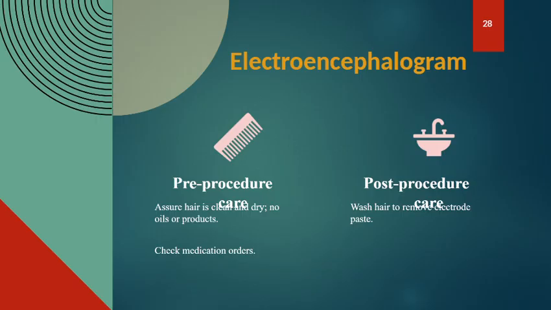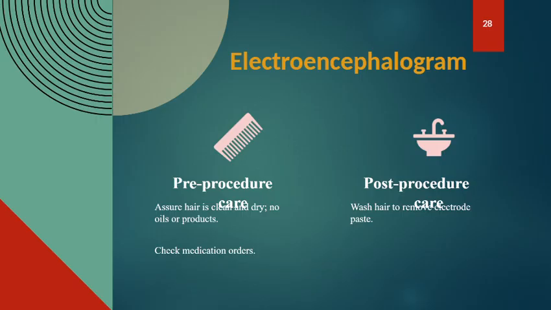Before the procedure, it is important to make sure the patient's hair is clean, dry, and free from oils, gels, sprays, or conditioners. These products can prevent the electrodes from adhering or can interfere with electrical conduction, which may distort the tracing. This teaching helps the patient understand why hygiene matters for test accuracy.